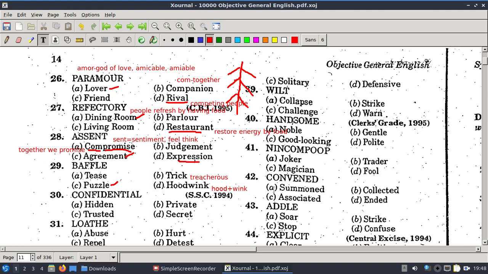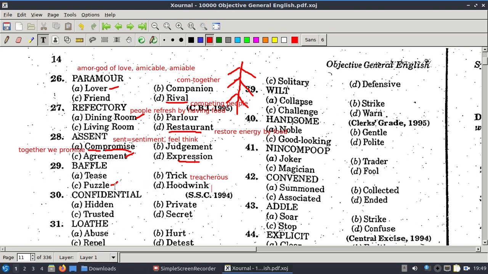Now hood is some cover, and wink is related to eyes. So hoodwink is related to covering of eyes. When you cover someone's eyes, that means you trick someone. Right now, hoodwink means to trick someone. How do you trick? You cover their eyes. The word was originally created in the sense of covering of eyes. Tricking is kind of covering of the eyes. That's how hoodwink is tricking. Hope you understood. Now trick and hoodwink are actually synonyms.